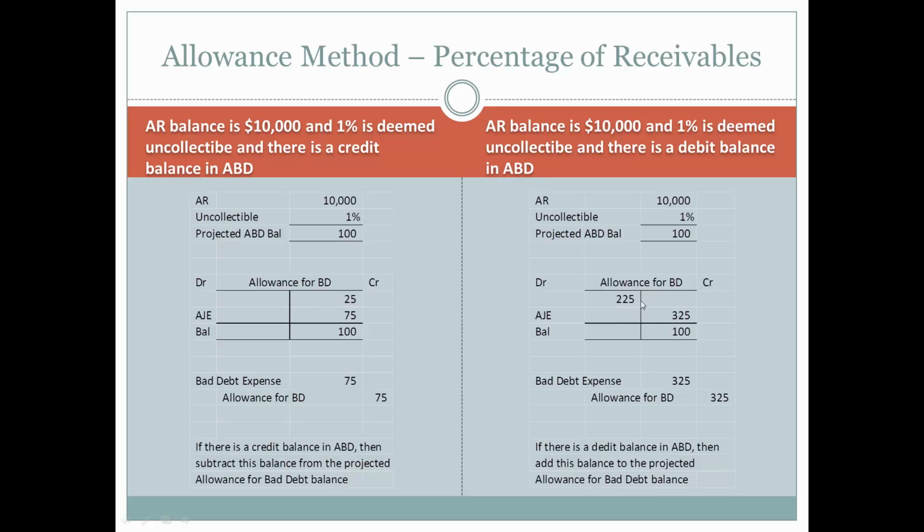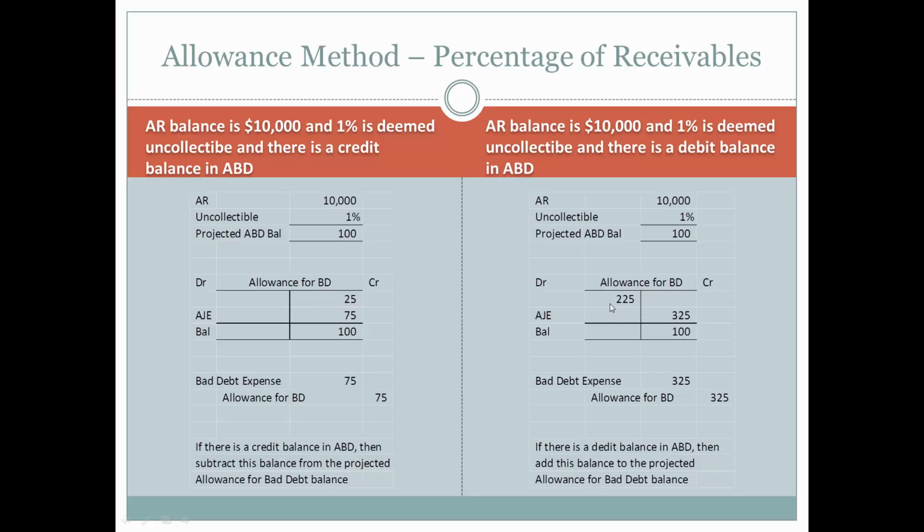However, what happens if we have a debit balance to start out in our unadjusted trial balance? So now we have an adjusting journal entry for $325 as a credit to bring this balance to $100, which is what we project should be in the allowance for bad debts. If there's a debit balance in the allowance for bad debt, then add this balance to the projected allowance for bad debt balance. So we project that it'll be $100.